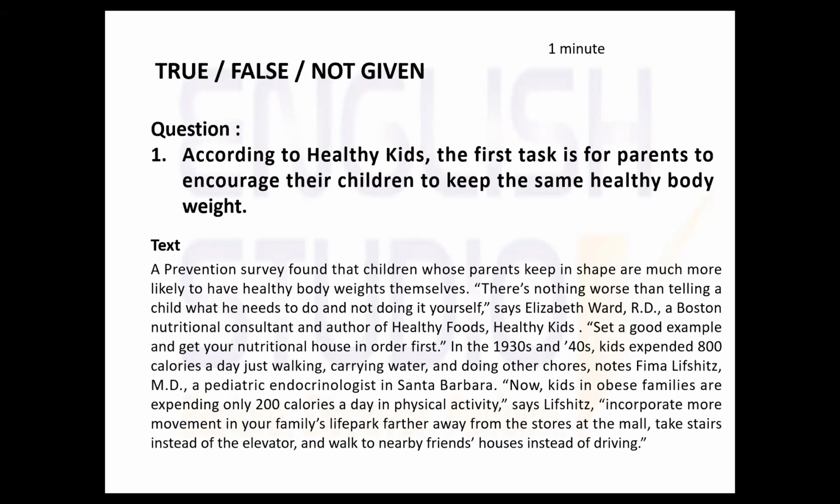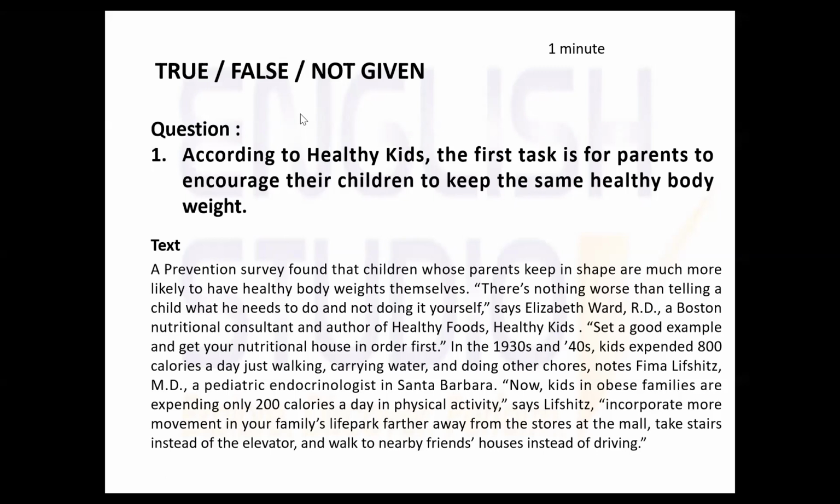Okay, sorry, I can't find it. Sorry, which one? From this text there's not right. Yeah, incorporate more movement. Oh, this one. Incorporate more movement in your family's life. Okay, guys, let's see. That's not the correct keywords there.